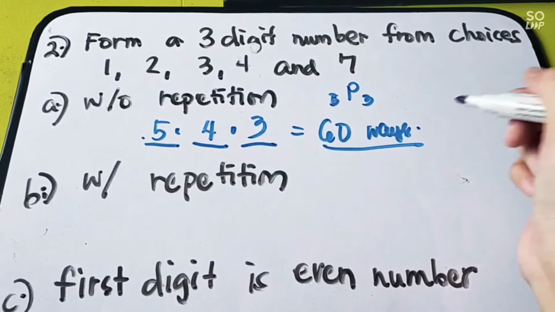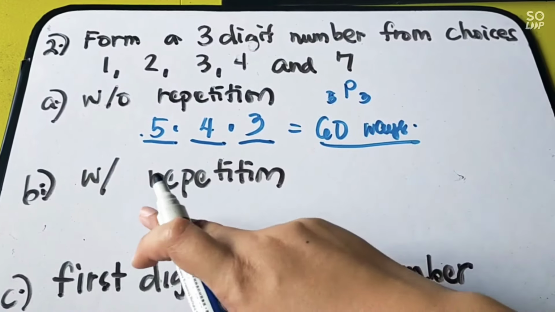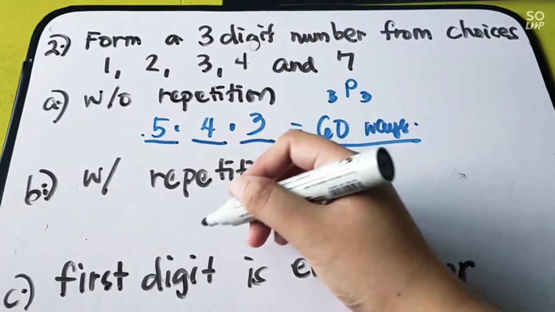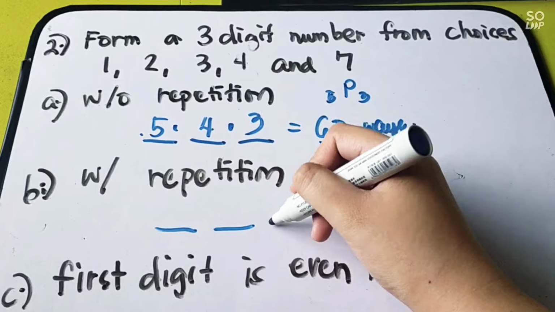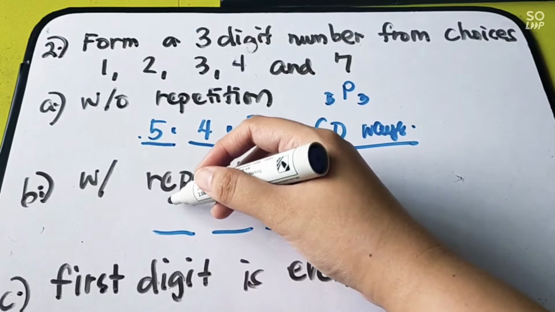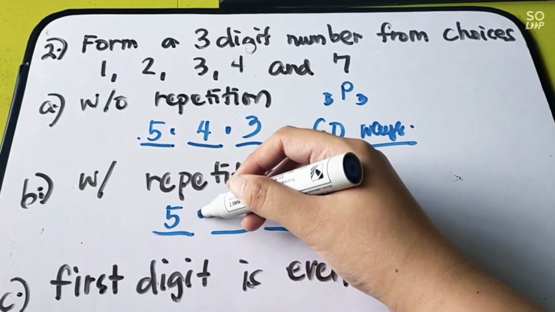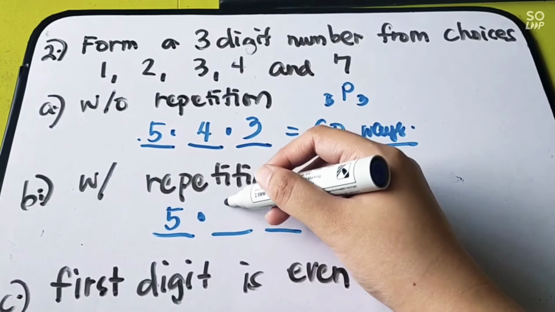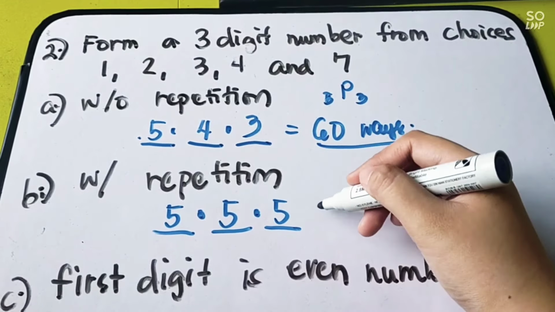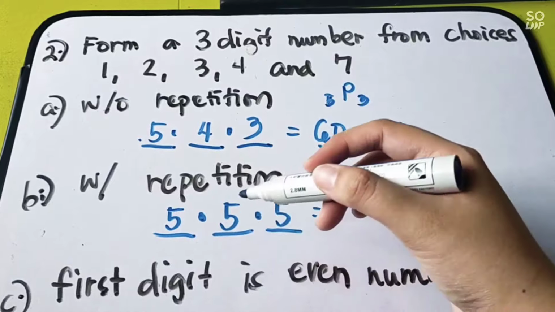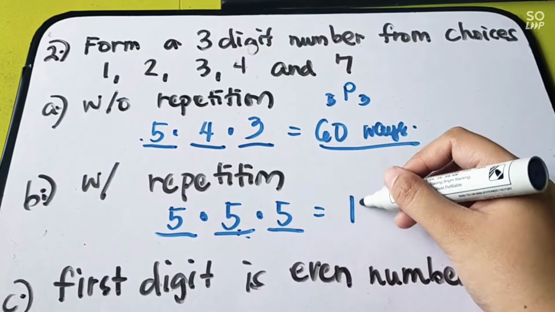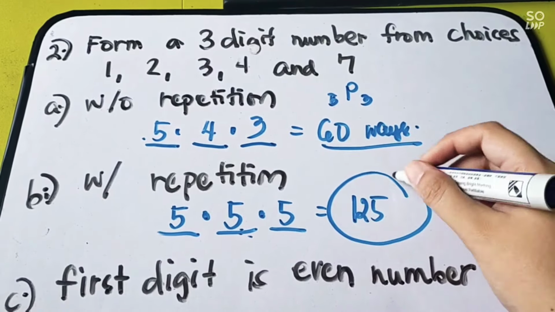Ayan. Next tayo. We have with repetition. Pwede daw maulit ang mga numbers. So, we have 1, 2, 3. Since pwedeng maulit ang number, therefore, sa unang digit, pwedeng 5. Then, sa pangalawang digit, pwede ulit 5 kasi pwedeng maulit. Then, sa pangatlo, pwede ulit na 5. So, we have 5 times 5, 25. 25 times 5, the answer is 125.